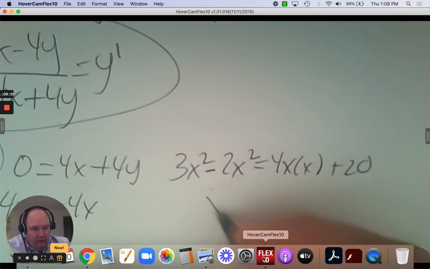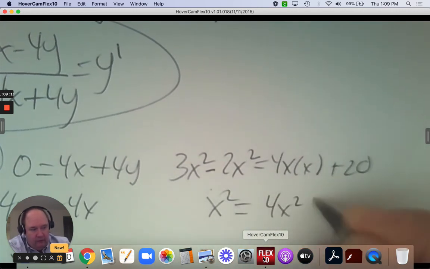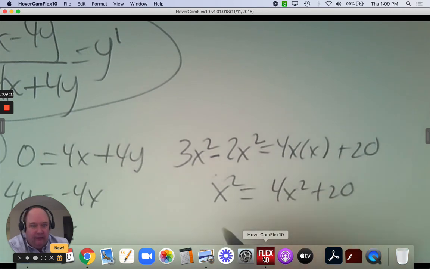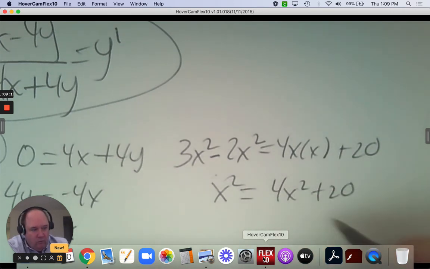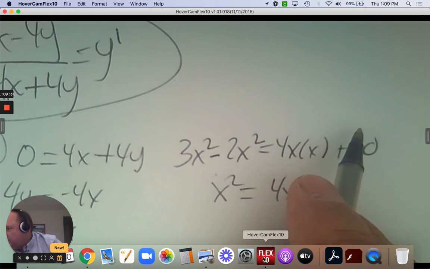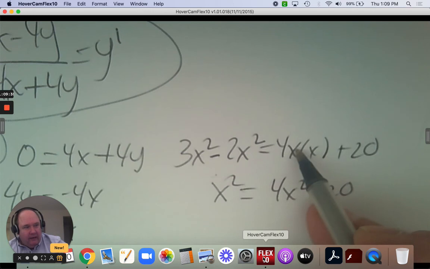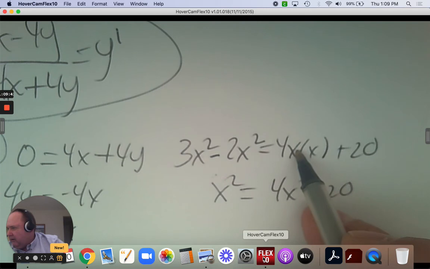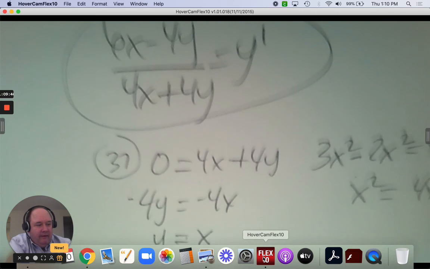So subtract, that's 1x squared. This is 4x squared. So just keep combining like terms. I'm going to, what did I do here? This should be negative 4. Why is that negative 4? Oh, because I'm plugging in negative x. Ha. I made a mistake here.